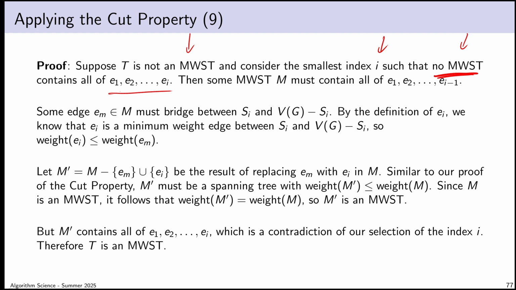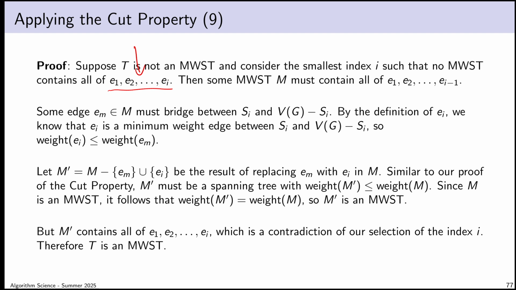So consider the smallest value of I such that no minimum weight spanning tree contains all of these. Because this is the smallest value of I with that property, there is a minimum weight spanning tree that contains E1, E2, all the way up to E(I-1). Because if there was no minimum weight spanning tree that contained all of these, then I would not be the smallest index such that that applies. So I choose I to be the smallest index so that this entire prefix of the sequence is not contained in any minimum weight spanning tree. There's no minimum weight spanning tree that contains all of these edges.